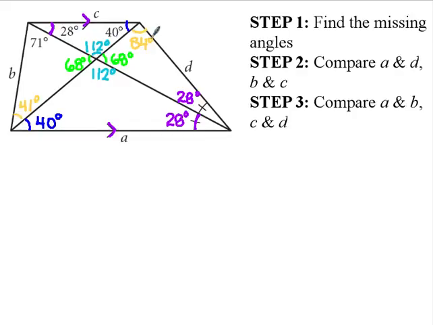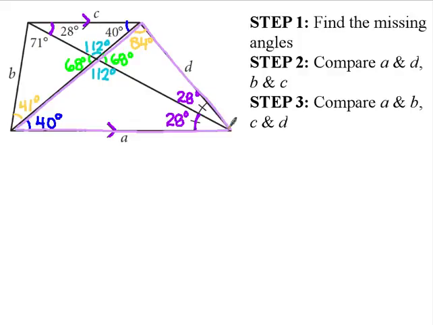Now what I'm going to do is look at some big triangles. I'm not going to look at the little triangles. It says compare A and D. So I'm going to look at a big triangle that just has A and D. Do you see that big triangle? Okay, and I'm going to compare A and D.